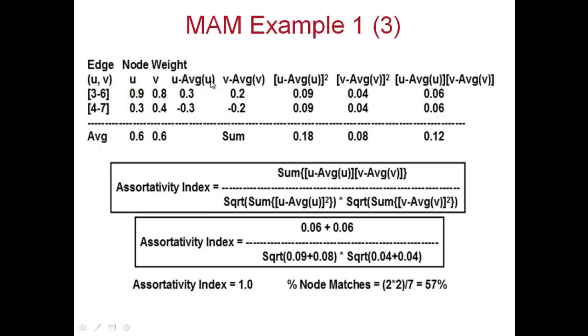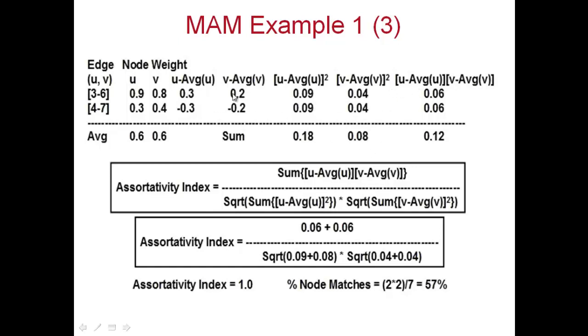So once you have the differences, take the square of the differences. So 0.3 squared is 0.09, negative 0.3 squared is 0.09. Do the same thing, square of these differences, 0.2 squared, negative 0.2 squared. Sum those squares and take the product of these differences too.